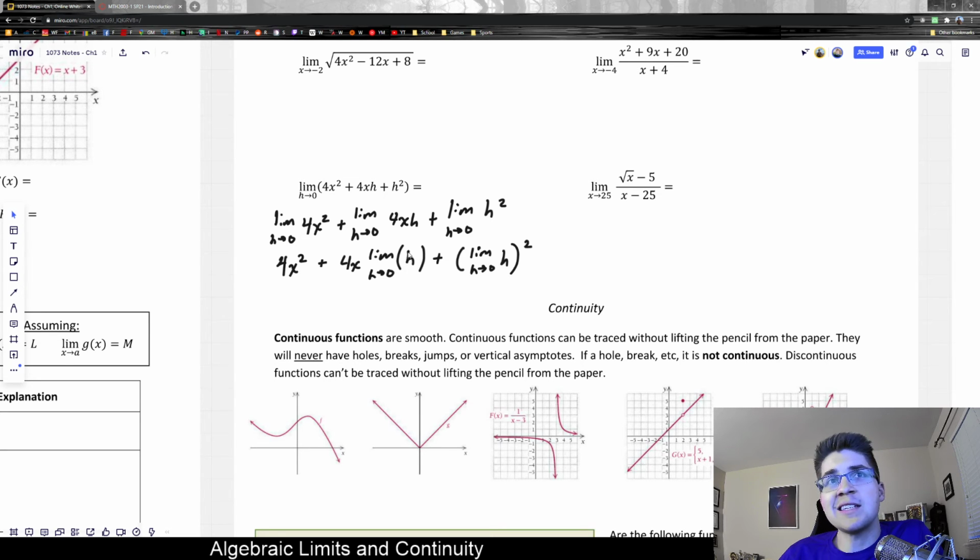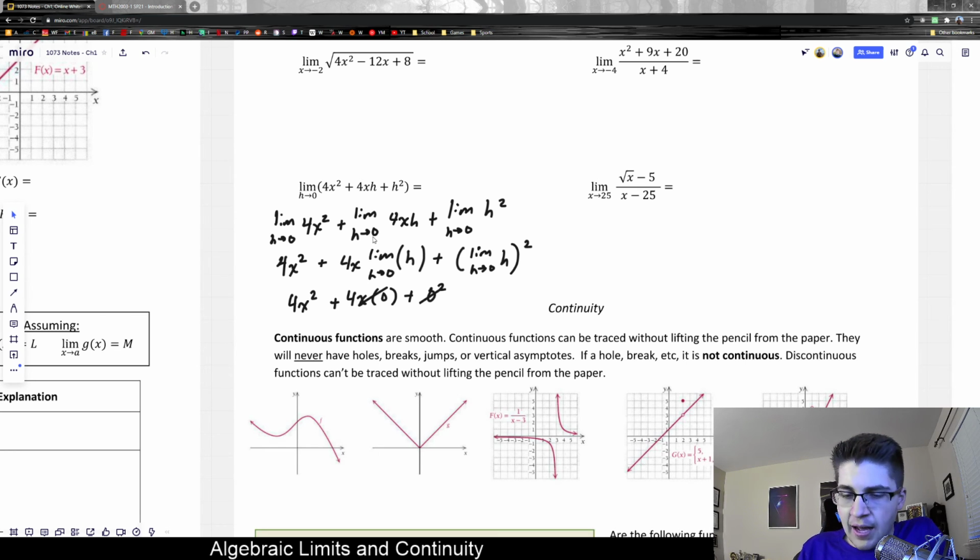And remember, once we get it down to just h and it is a match, we can go ahead and plug in 0 by law 0, which would give us 4x squared, the first term. The second term would be 4x times 0, and the third term would be 0 squared. Of course, the last two terms, since they're multiplied by 0, would go to 0, and so we'd be left with 4x squared, the only remaining portion of this limit.